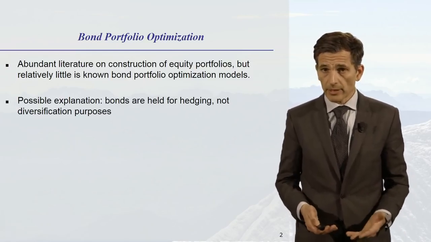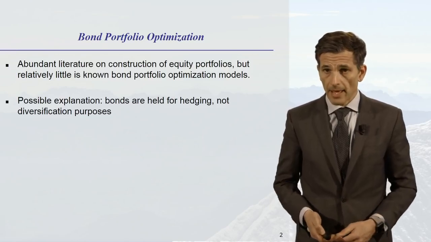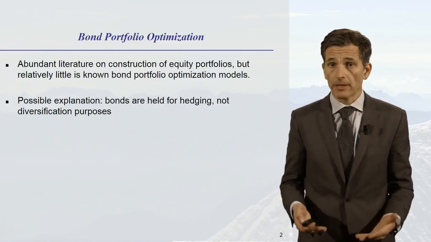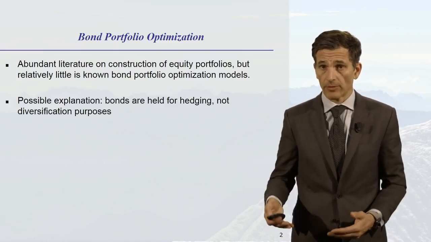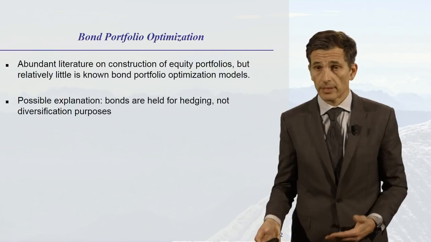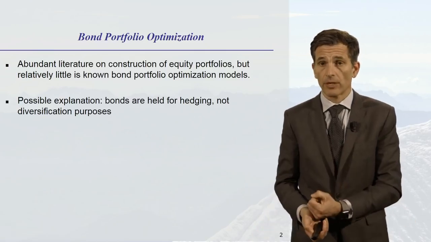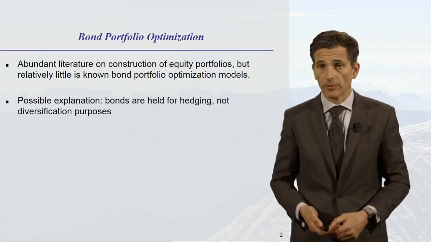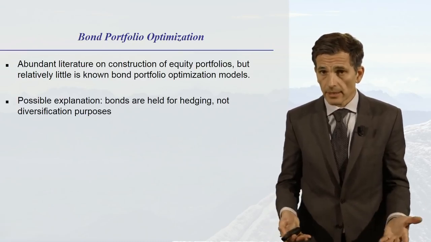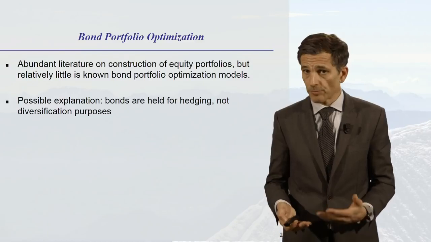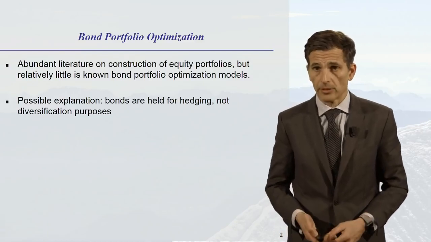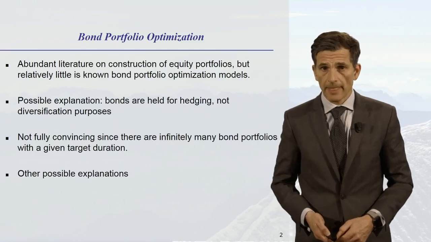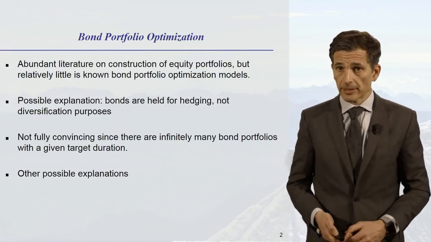Well, that explanation is not entirely convincing for the following reason. For one thing, there are actually infinitely many bond portfolios with a given duration constraint. So still remains, after taking care of the duration constraint, the task and the challenge of constructing an efficient portfolio. And in any case, other investors are holding portfolios for purely performance-seeking purposes. So that's not necessarily why this is the case. There are other possible explanations as well.